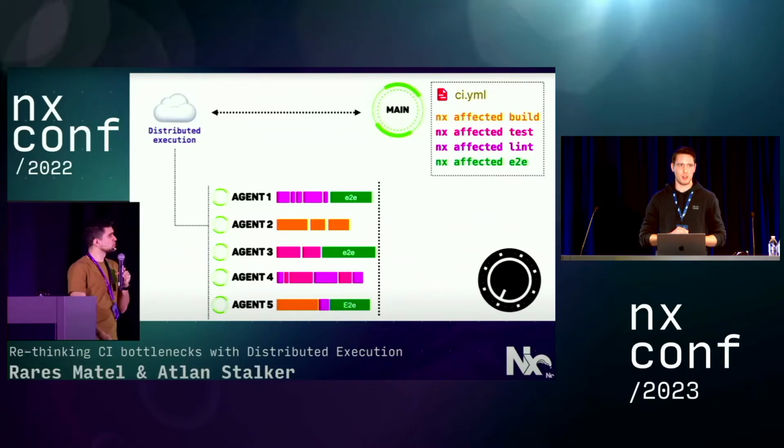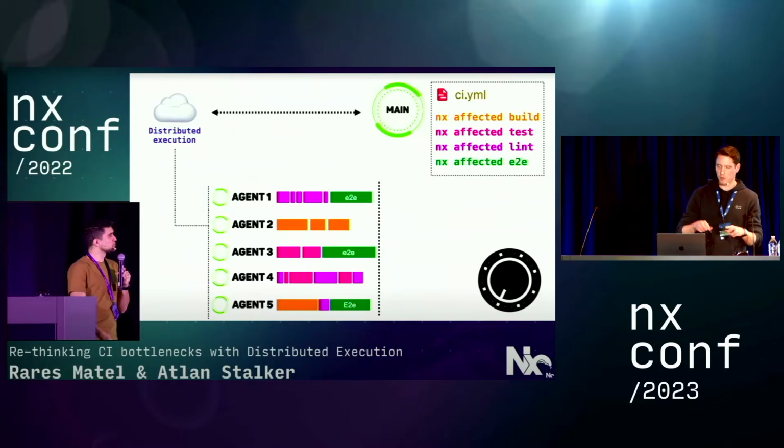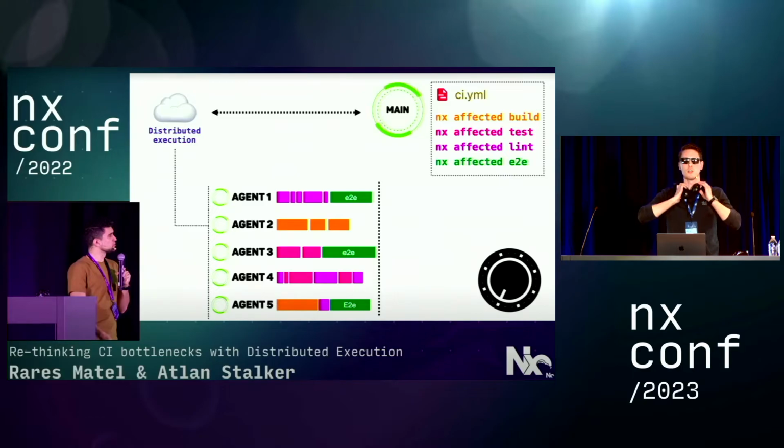Now, last year, Rarish and Alton, wherever you are, shout out to you, did this awesome talk on rethinking CI bottlenecks with distributed execution. Something that really stuck with me from this talk was having this dial, where we can turn the number of agents up or down depending on your needs. And so, my friends, let's crank this dial, shall we?